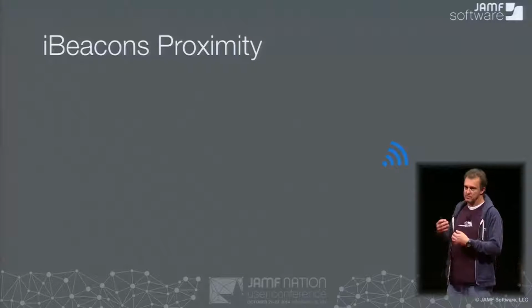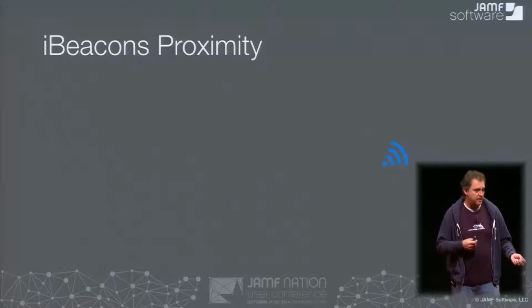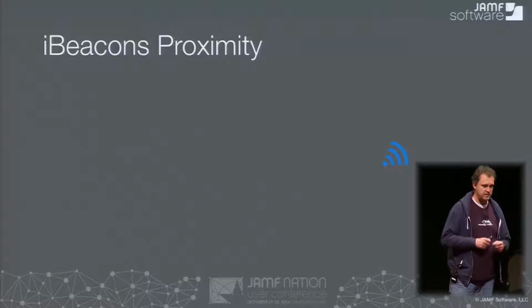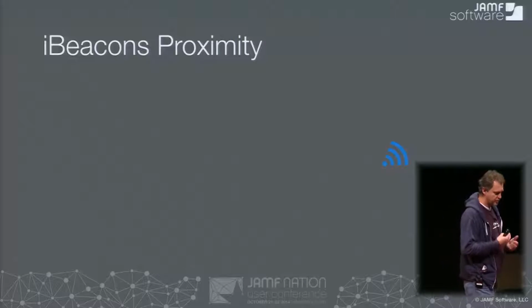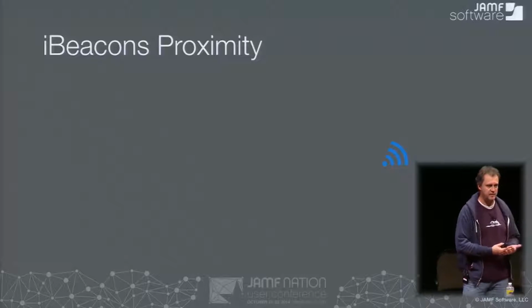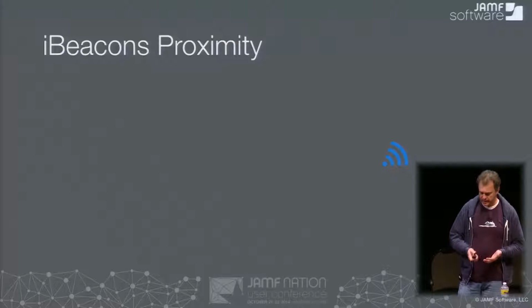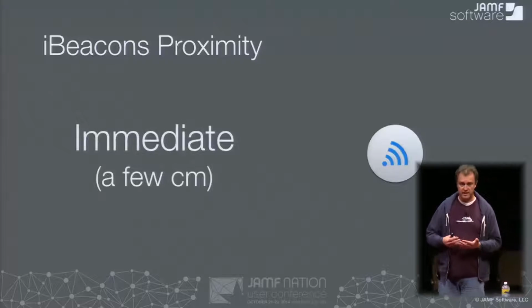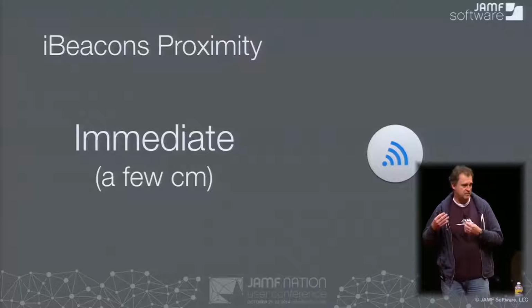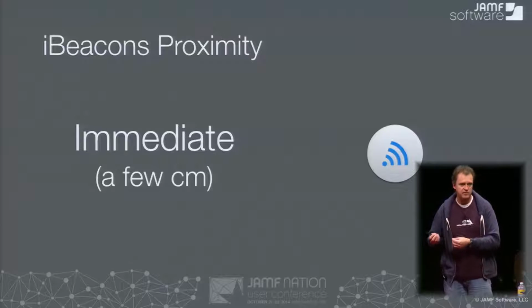So let's talk a little bit about proximity more in depth and how iBeacons works in that. There's really three types of proximity that iBeacons will help you detect. First, there's immediate. Think of this as being right next to something, just a few centimeters away.